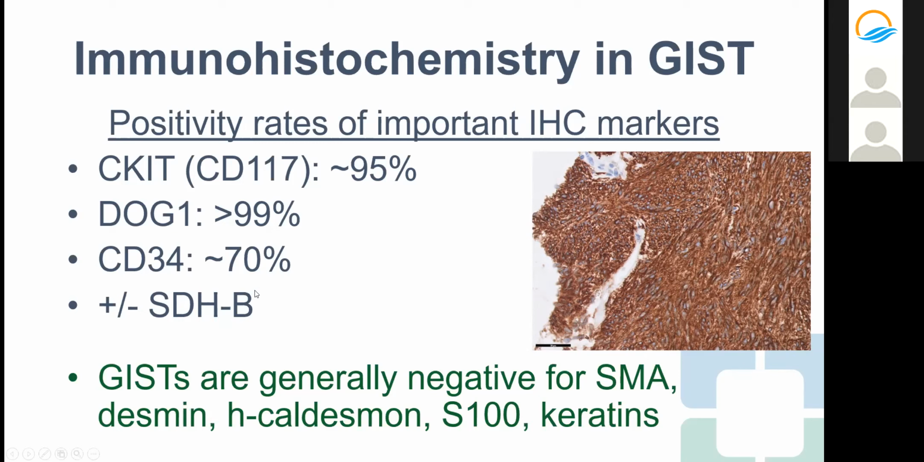And many groups are now advocating that if you have a gastric GIST, and especially a gastric GIST with epithelioid morphology, all of these tumors should be stained with SDH-B IHC, because most typically these SDH-deficient tumors do present in the stomach and do present with an epithelioid morphology.